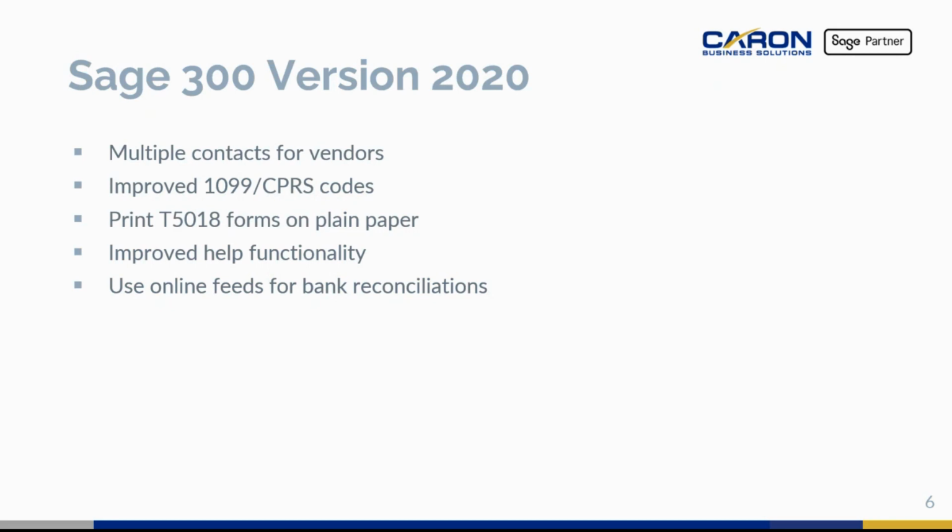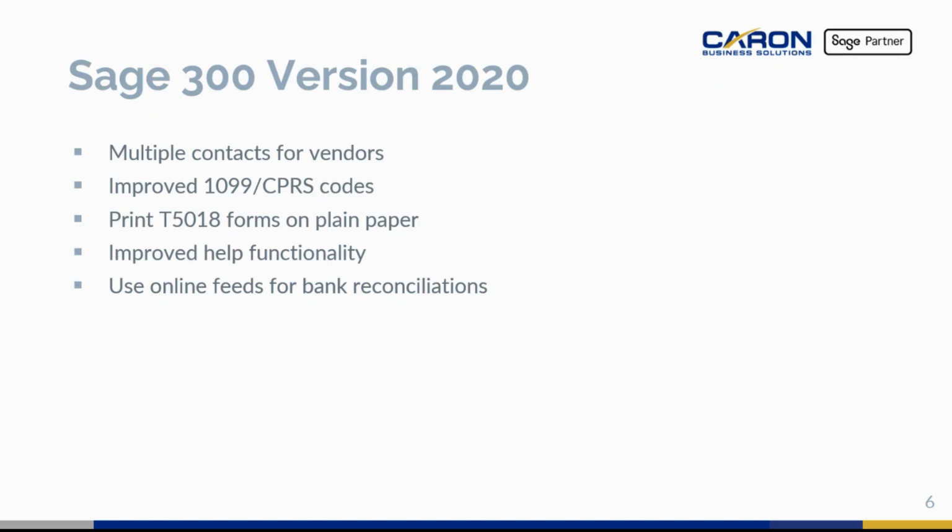Improved help functionality. So before, the help files, F1, tell you exactly whichever screen you're on in Sage, you click the F1 button and it will give you the information about that feature or about that screen. What's nice that they've done in 2020, they've modernized the look and feel. You can actually use this standalone in a browser. So if you click F1 on a screen, it takes you immediately to the new and improved help functionality.